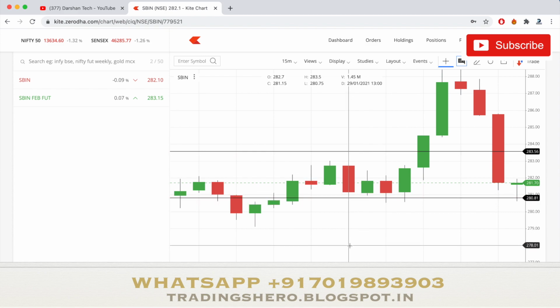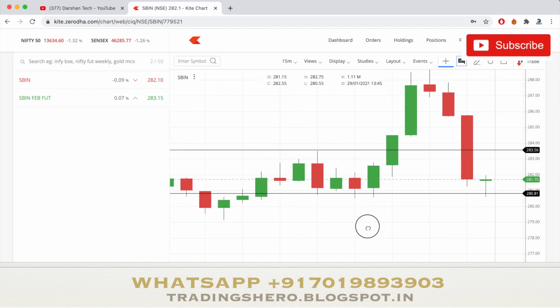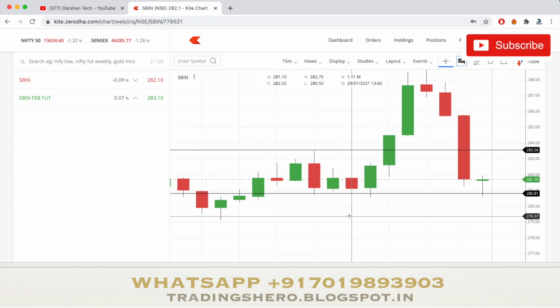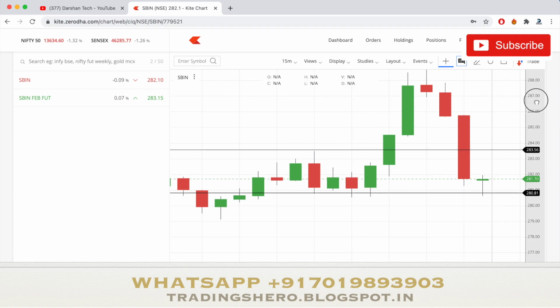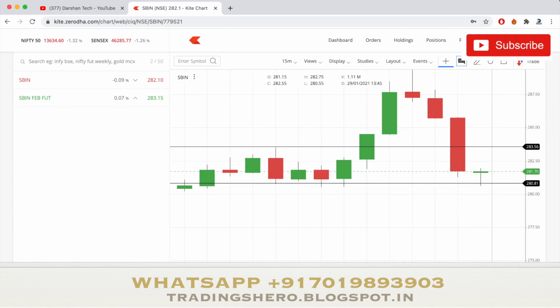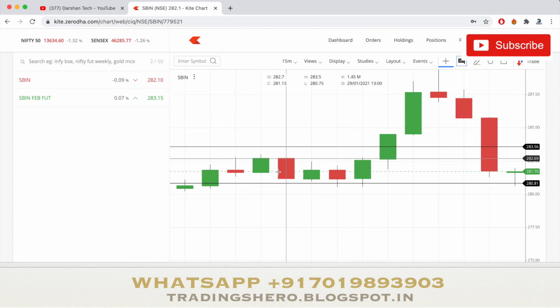Now don't trade the high and low. Okay, don't trade the breakout. What you have to do is trade the breakout-giving candle. For example, let me show you how this will help you to avoid the false breakout. Okay, this is the high and this is the low. Here, as you can see, the low has been broken by this candle. Now you have to take a trade once this candle's low breaks.